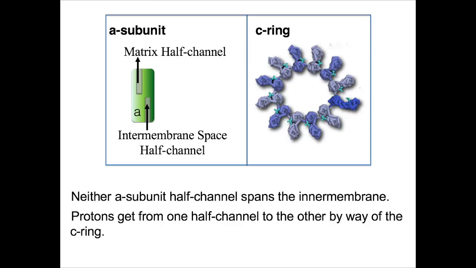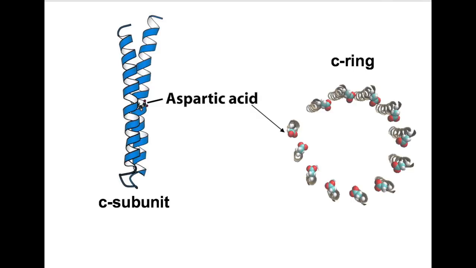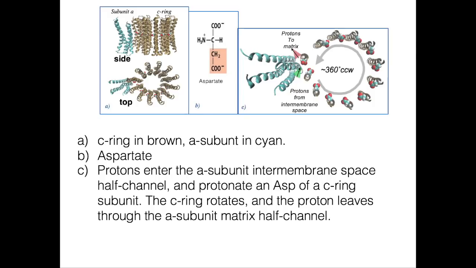The C ring is made up of several C subunits arranged in a ring. Each subunit has a helix, loop, helix structure with an important aspartic acid in one of those helices. Let's see how this aspartic acid contributes to the rotation of the C ring. In this figure, we have three panels, A, B, and C. In the A panel, we have the C ring and subunit A, shown from the side and also from the top. Subunit A is shown in cyan, and the C ring is shown in brown.